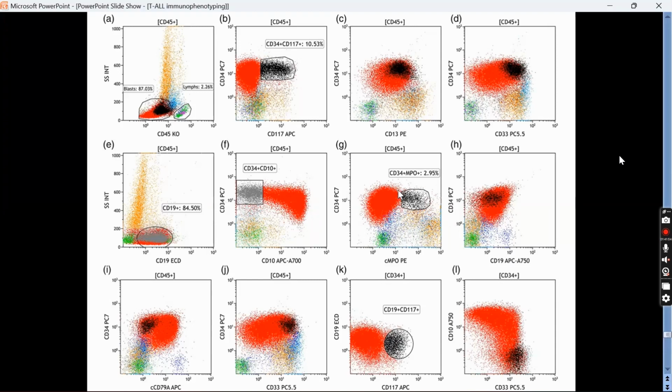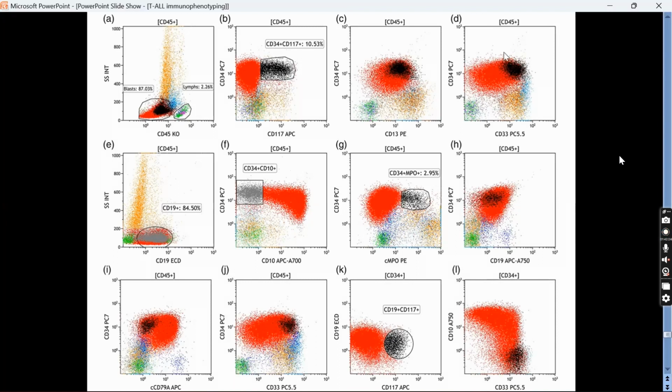Okay. MPO, a small subset is dim. Small subset, but that's just 2.95%. Okay. And 79A is dim positive. And CD33 is variable. 117, as we saw here, is positive in a small subset. So what is the diagnosis here? What do you feel the diagnosis to be?